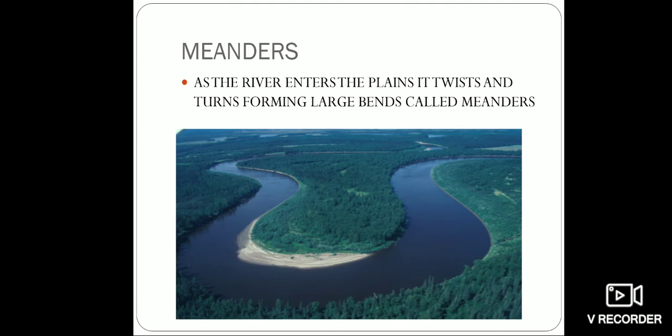Now we'll see what meandering is. Whenever the river enters the plain, it twists and turns, forming large bend-like structures. They are known as meanders. As you can see, the river is taking huge turns, and these turn-like structures are known as meanders.